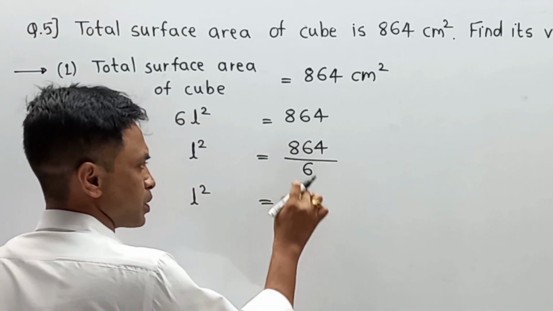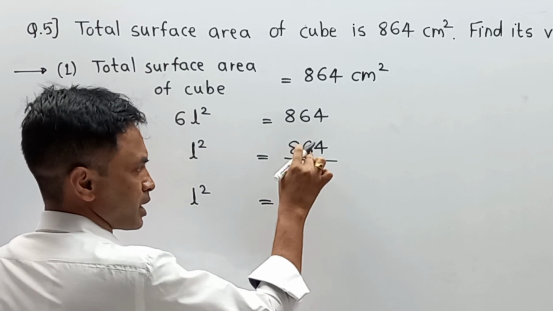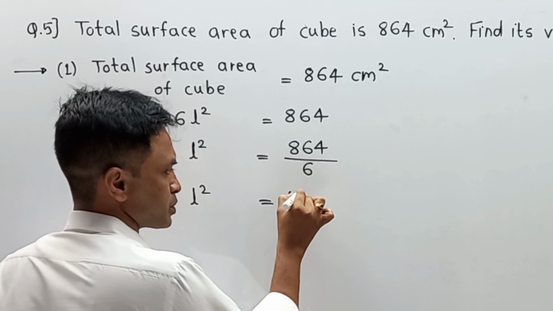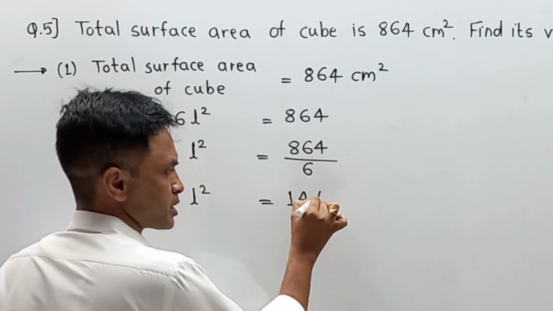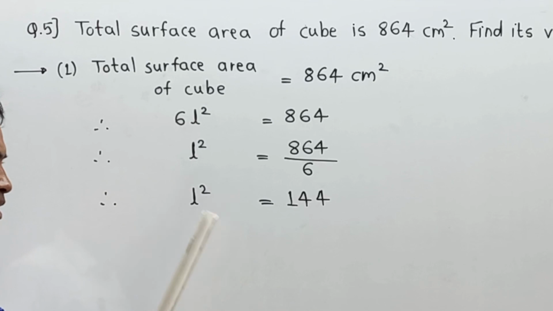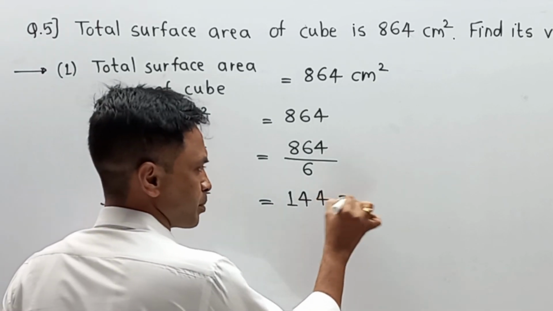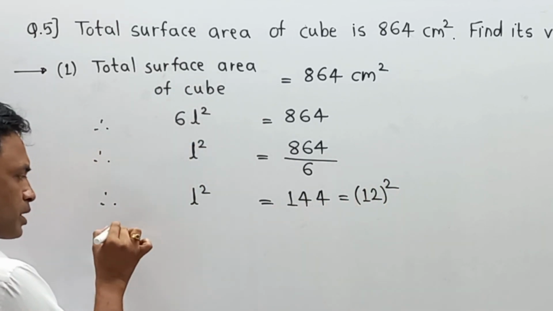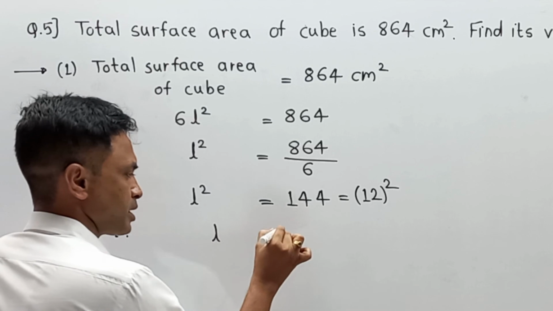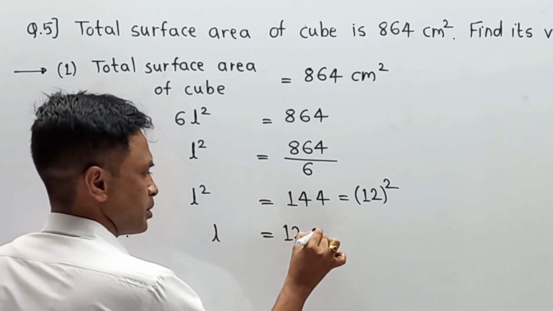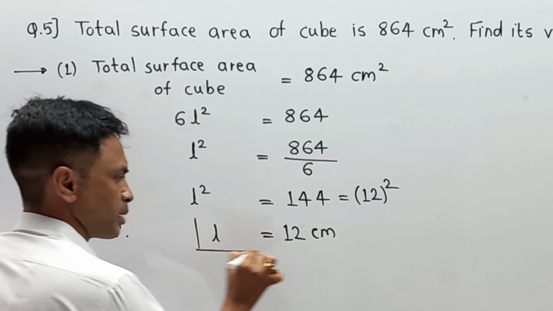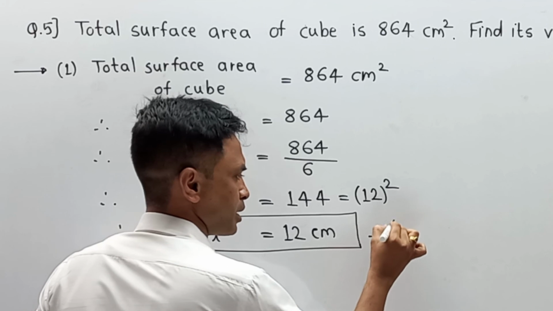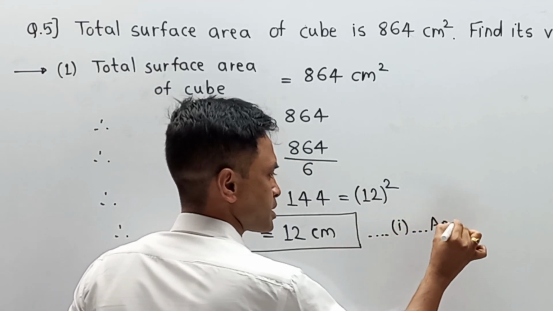L square is equal to 6 ones are 6, carry 2 means 26, 6 fours are 24, carry 2 and again 6 fours are 24. Means L square is equal to 144, and that is simply nothing but 12 square. As L square is equal to 12 square, naturally L is equal to 12 centimeter. Now we are able to get the first part, that is the side or length of a cube. I will mark it as equation 1, the first answer.